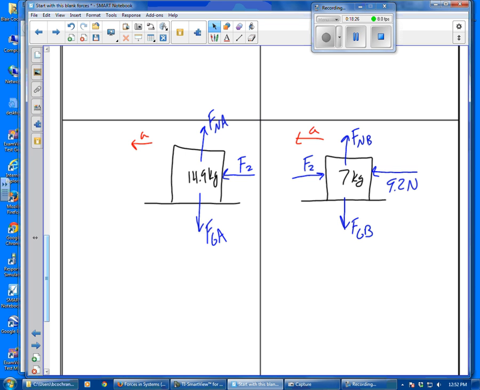And so those would be the correct ones for the second part. And then I would use the 14.9 kilogram box, knowing the acceleration is the same as the first part, to find out what F2 is. You got it.